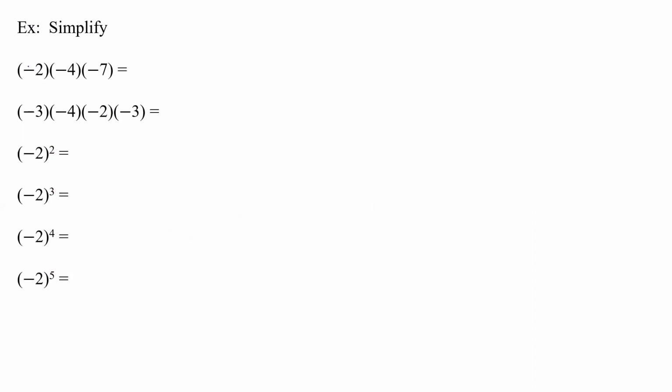Well, if I know a negative times a negative is positive, well, then what's left? Well, I have a negative, so I know my answer is going to be negative. Now what am I going to do? Well, I'm going to take 2 times 4, which is 8, and now I have to take that times 7, so 8 times 7 is 56. And I already know the sign is negative, so my answer then is -56.